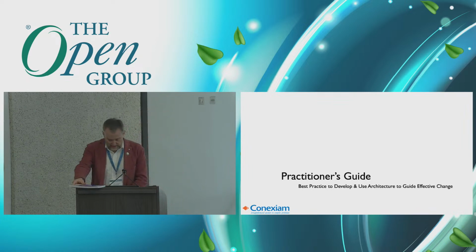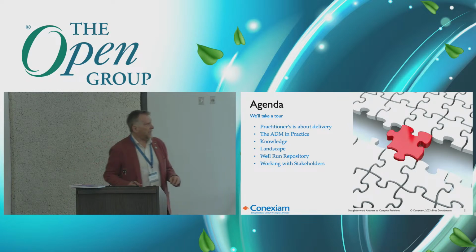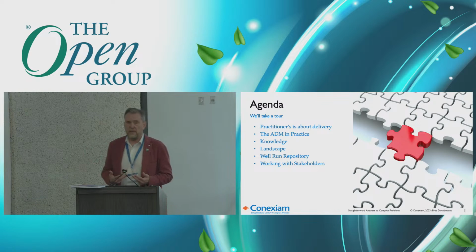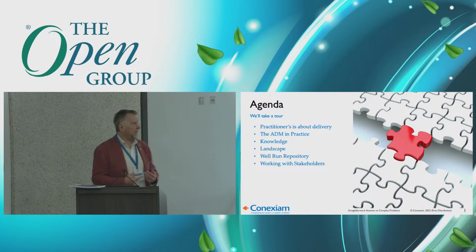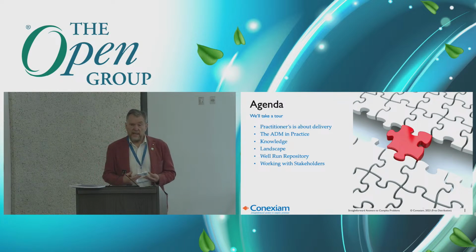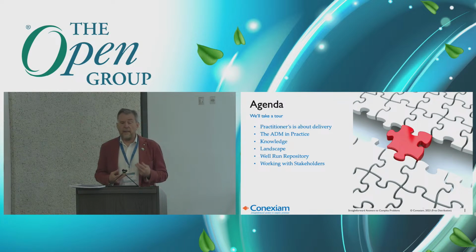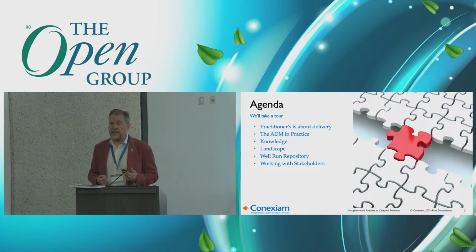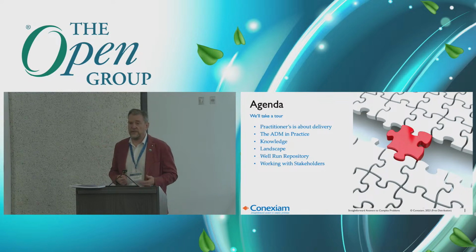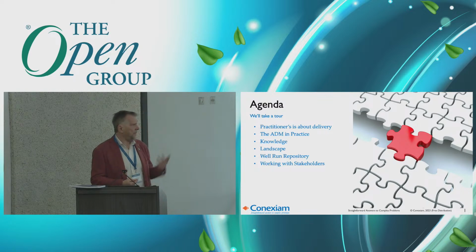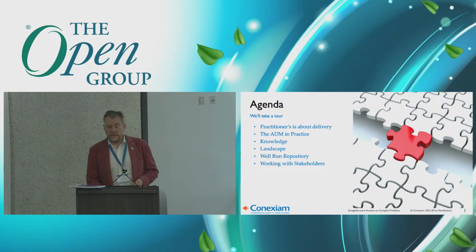So what we're talking about here in the Practitioner's Guide is the transitioning to delivery, developing and delivering an architecture that guides change, putting the ADM in practice, and creating knowledge that can be used to guide and constrain change, what the architecture landscape is, and what to find in a good architecture repository.